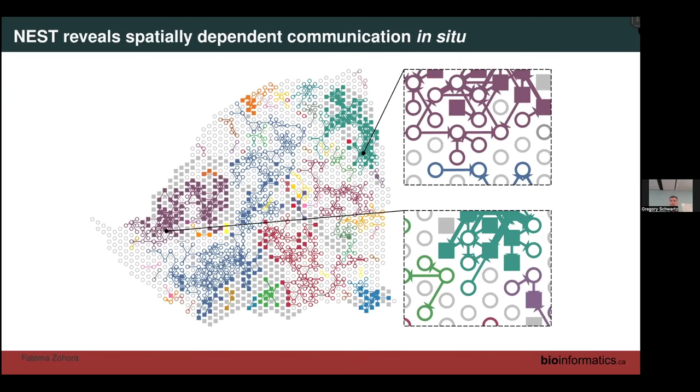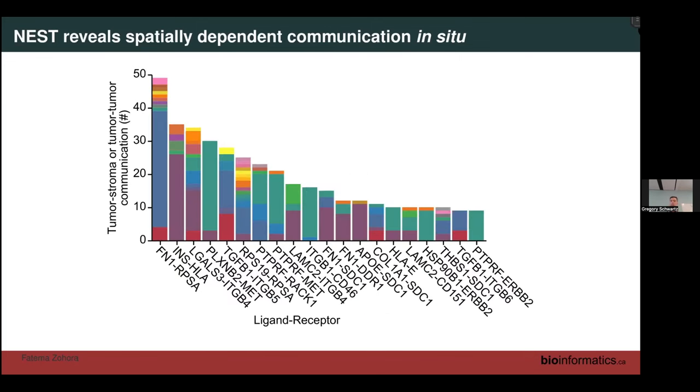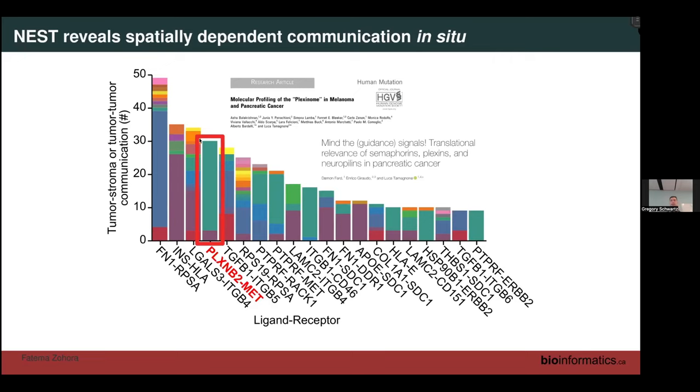And that's important because when we pile up all of the different ligand receptor pairs by which are the most frequent tumor stroma or tumor-tumor communications, we see a lot that makes sense, like TGF-beta-1 and FN1 and insulin. But we also see some like PLXNB2, MET, which are present mostly within one particular region of tissue. And this is pretty great because it turns out that PLXNB2 is becoming increasingly associated with pancreatic cancer as a potential biomarker.